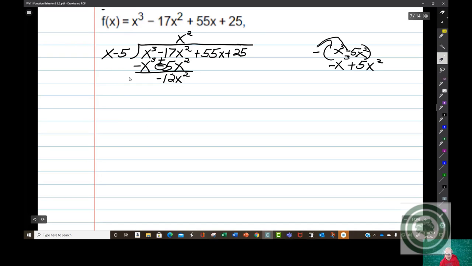Now I ask myself, self, what do I multiply that x by in order to get negative 12x squared? This thing right here. And the answer is, if I multiply by negative 12x, I'll get negative 12x squared. Okay, so I'll make that minus 12x squared. And then I'll take this negative 12x and multiply it by x. No, that's going to be an x. There you go. Haven't done this in a few years. Negative 12x times x is negative 12x squared. Okay, I'm going to come over here and write it.